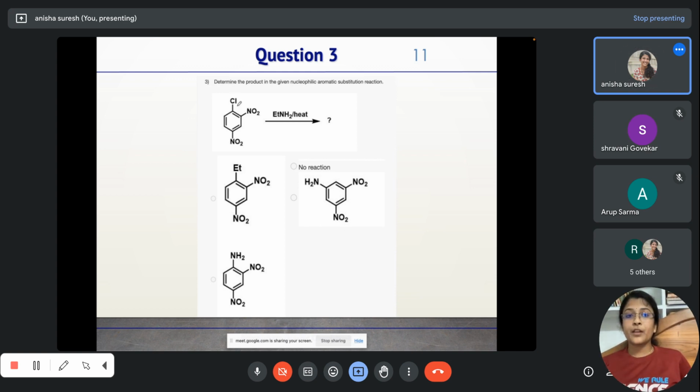So now coming to the third question: determine the product in the given nucleophilic aromatic substitution reaction. We have 2,4-dinitrochlorobenzene, and it is treated with ethylamine and heated. So what will be the product? Four options are given. If we consider these as option A, option B, option C, and option D, what will be the likely product?